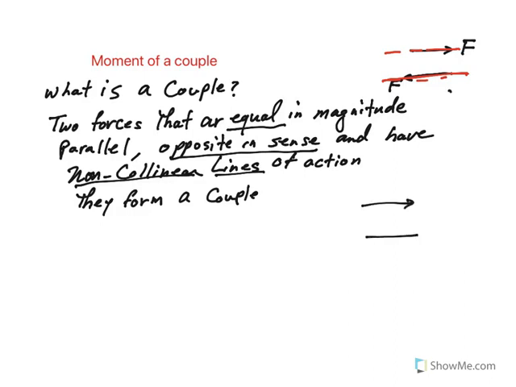So now the question is, what is the moment of a couple? The moment of a couple is simply the magnitude of the force times the shortest distance between these two forces. The shortest distance happens to be a line which is perpendicular to both forces, and we call that D. Unlike the moment of a force about a point, the moment of a couple doesn't have any reference point. I didn't say moment about what point, A, B, C.